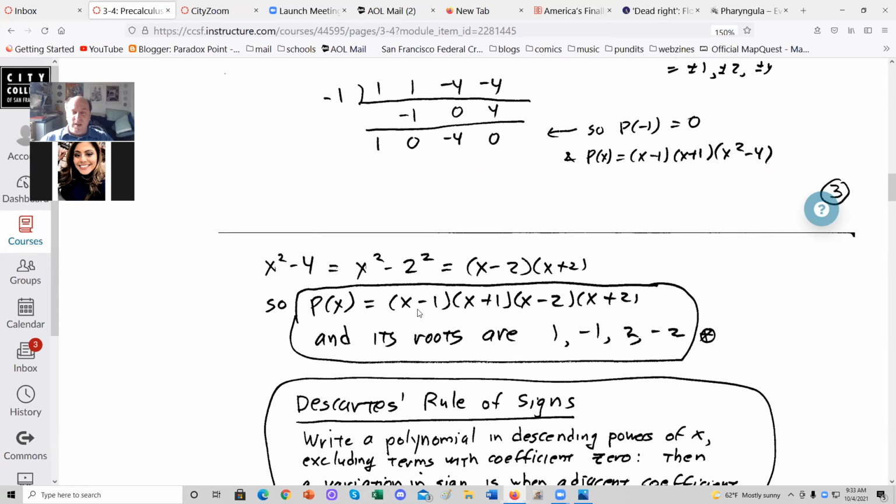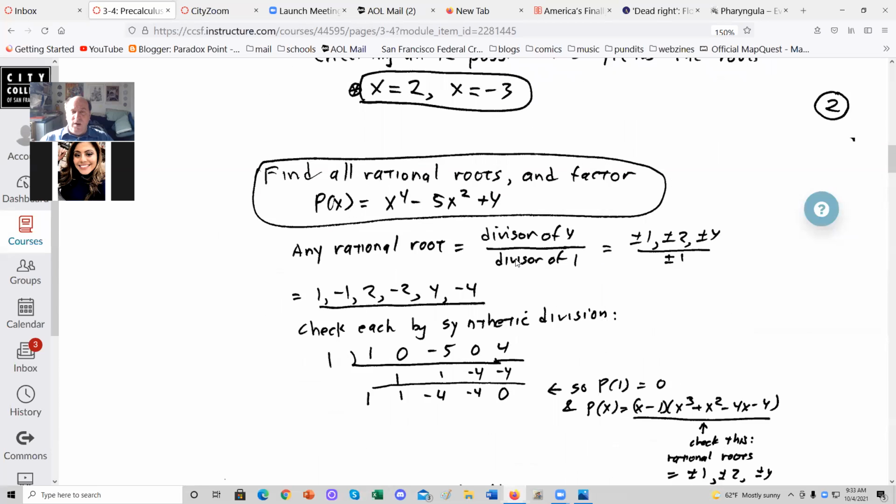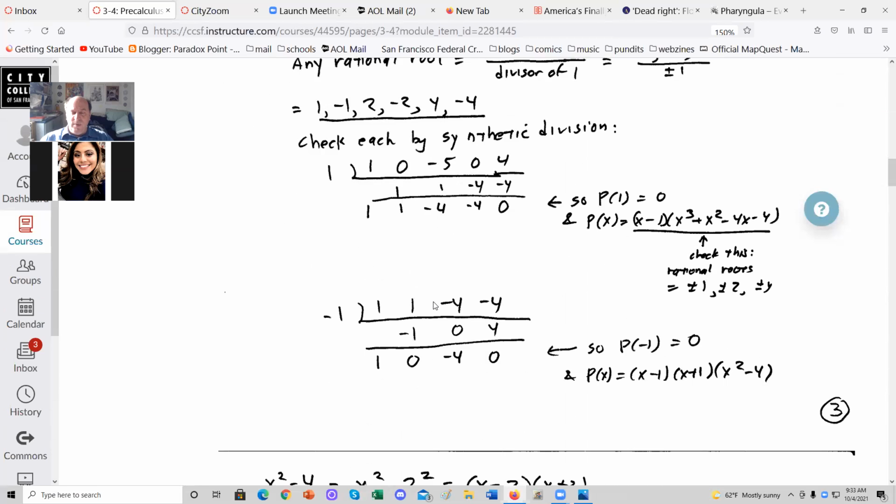And its roots are when this is 0, or this is 0, or this is 0, or this is 0. This is 0 when x is 1. This is 0 when x is -1. This is 0 when x is 2. This is 0 when x is -2. And those are all 4 roots of this original polynomial.